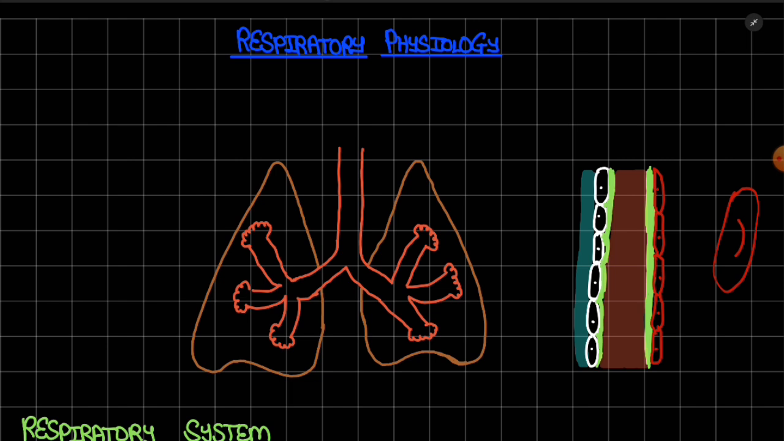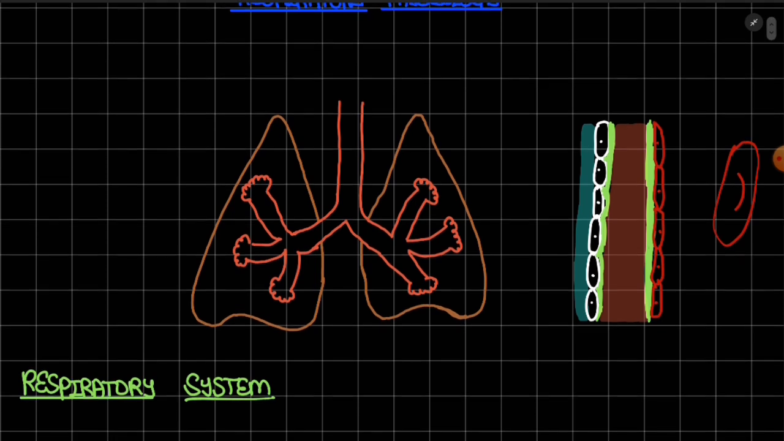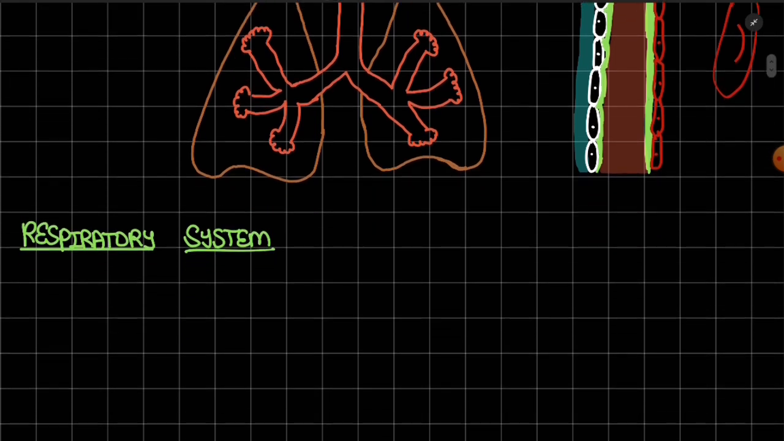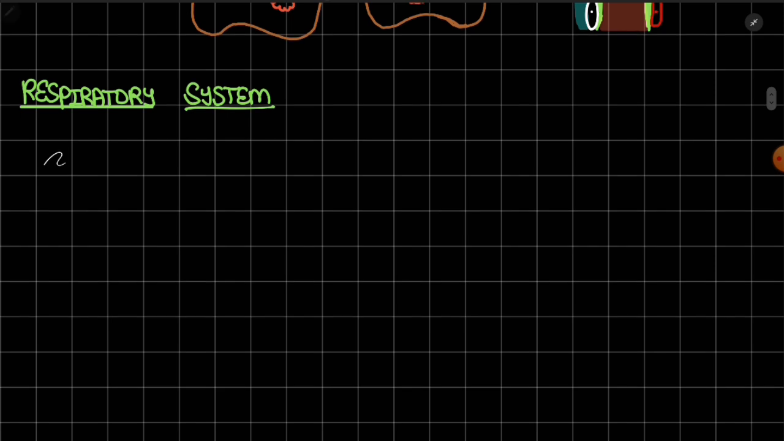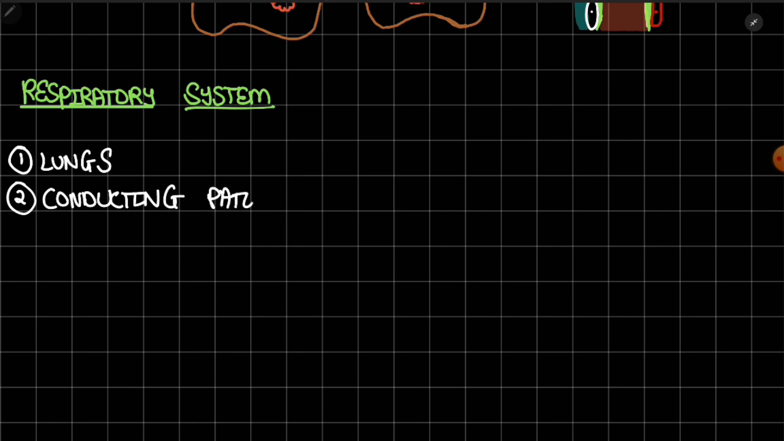What is respiration? Respiration is basically exchange of gases between the body and the external atmosphere. Now, the respiratory system. What comes under the respiratory system? Respiratory system consists of, primarily, the lungs and the conducting pathways. Now what do these conducting pathways mean? Conducting pathways are basically the trachea, starting from the nose, then the trachea, then the principal bronchus, and then the bronchioles.